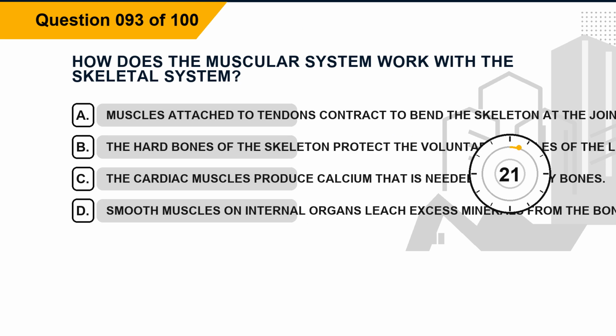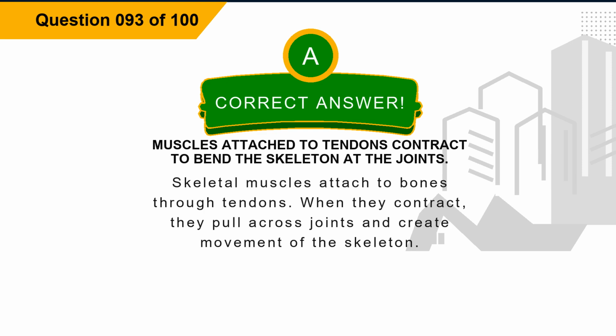Question 93. How does the muscular system work with the skeletal system? Option A, muscles attached to tendons contract to bend the skeleton at the joints. Option B, the hard bones of the skeleton protect the voluntary muscles of the limbs. Option C, the cardiac muscles produce calcium that is needed for sturdy bones. Option D, smooth muscles on internal organs leach excess minerals from the bones. The correct answer is option A. Explanation: skeletal muscles attach to bones through tendons. When they contract, they pull across joints and create movement of the skeleton.